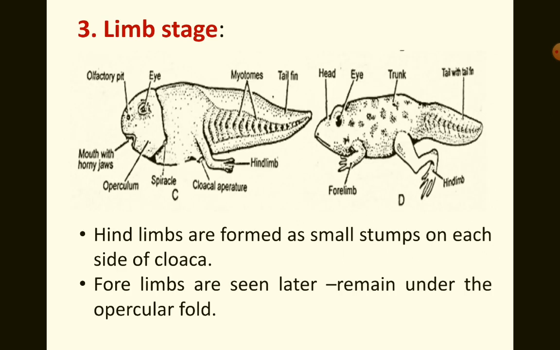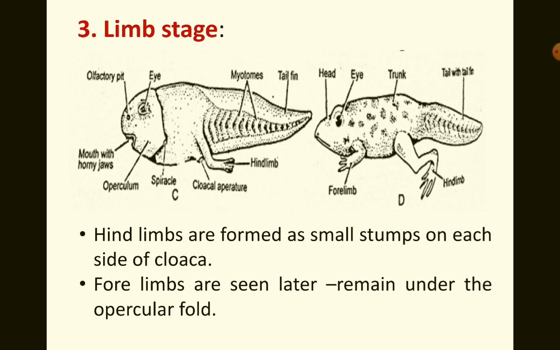Then the third stage, that is the limb stage. Here after 2 to 3 weeks of free larval life, the limb bud appears in the tadpole. The hind limb buds are formed first as small stumps on each side of the cloaca, and then the forelimb buds are seen later because they remain under this opercular fold and it takes some time for it to pop out. So it is seen later.